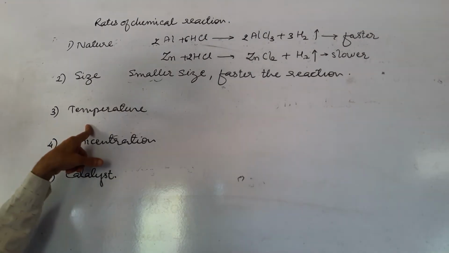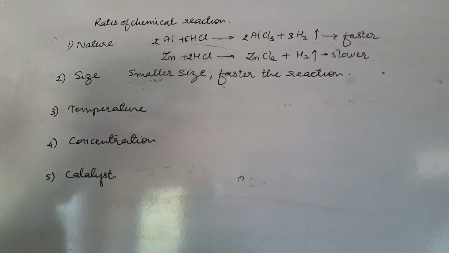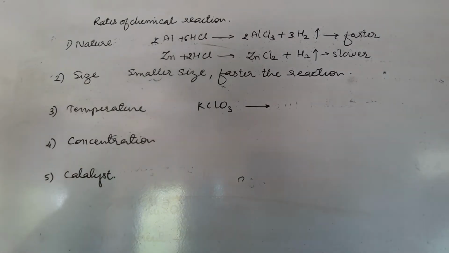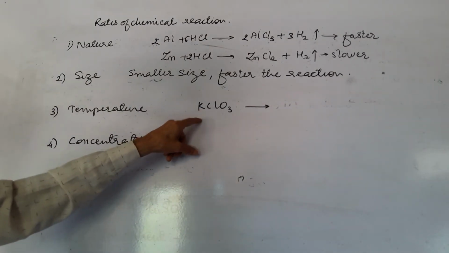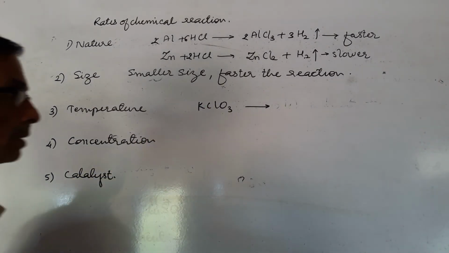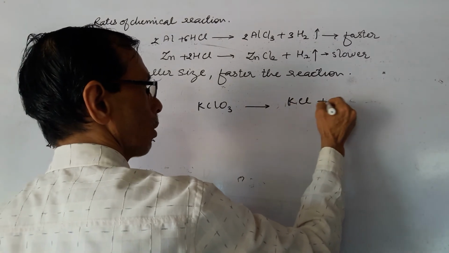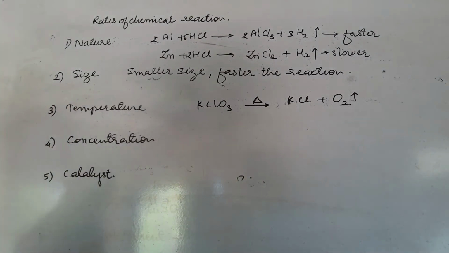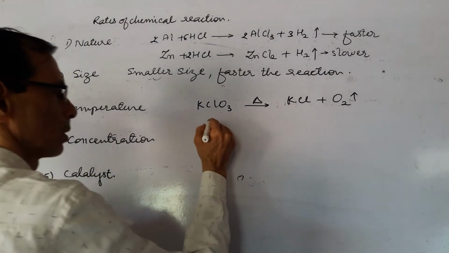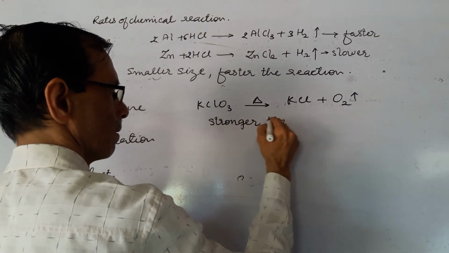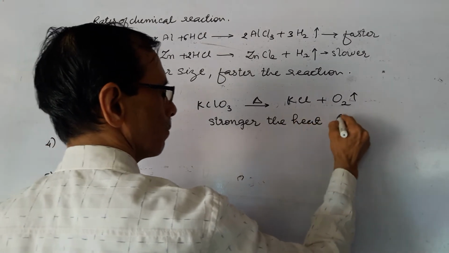Now next, temperature. Of course, we know that if we prepare oxygen from potassium chloride, then we have to give heat. And as you give more and more heat, the reaction will take place faster. So potassium chloride will form and oxygen is liberated. But it depends on heat. The stronger the heat, the faster the reaction. So take note, the stronger the heat, faster the reaction.